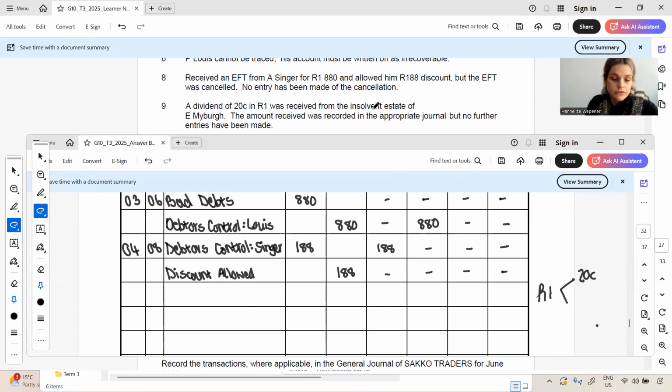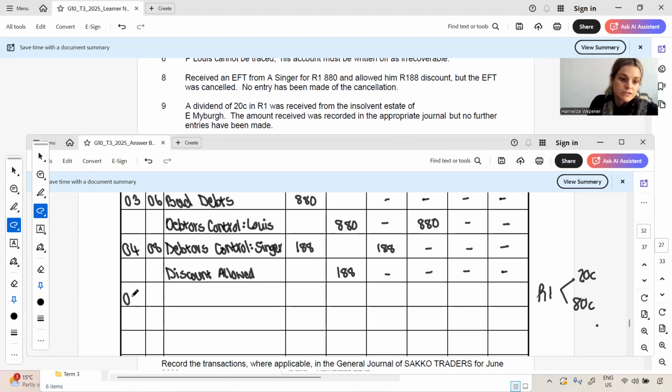So he's insolvent, meaning that he will not be able to make payment to you apart from the 20 cents that you have received per 1 Rand. So you now need to know, without us telling you, that 80 cents for every 1 Rand that he owes you needs to be written off as a bad debt. They didn't give you the amount, but it's okay. We're going to find it in the information above.